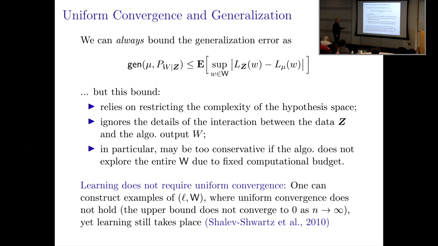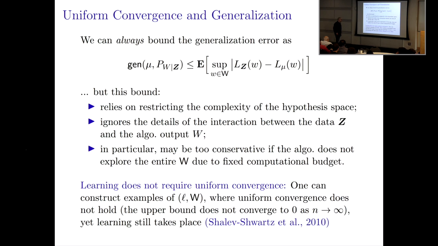And in fact, when this quantity decays with n, we say that this is the uniform convergence of empirical means, where uniform now refers to the choice of W. And you can easily construct examples where uniform convergence does not hold, meaning that this quantity does not go to zero as n goes to infinity, and yet learning still takes place. In other words, you have an algorithm, and its excess risk goes to zero as n goes to infinity, but this bound is too loose. So for example, there's a paper by Shalev-Shwartz et al. from 2010 that revisits notions of stability and gives some examples of this.